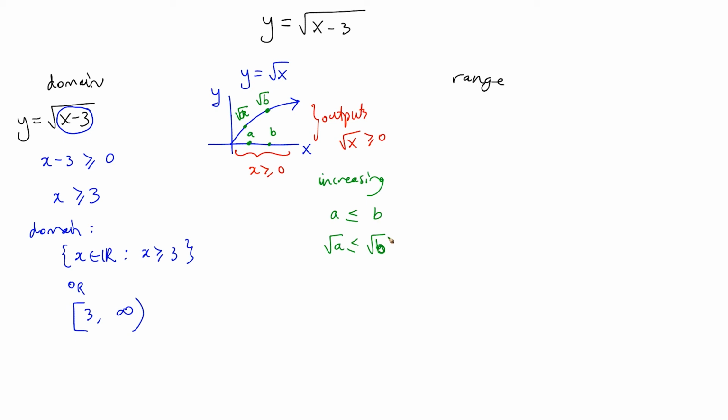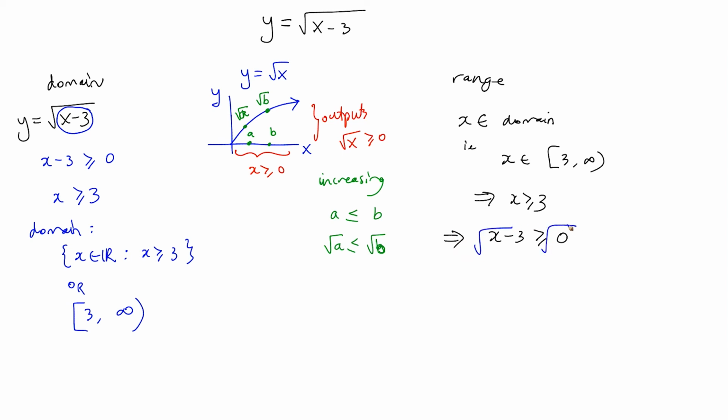Alright, so to determine the range, what we'll do is we start with an allowable input. So we take an x from the domain, that is, x is a number at least 3, and this means that x is greater than or equal to 3. So we swing the 3 back across, and we're going to build this up until we get to our original function. So at this point you can take square roots of both sides, and we're allowed to do that because the square root function is increasing.